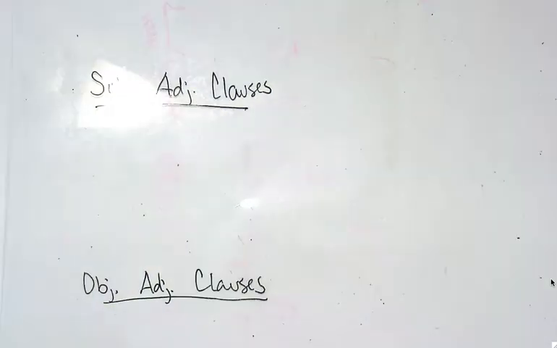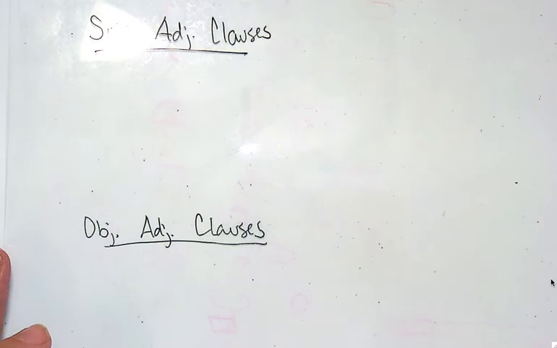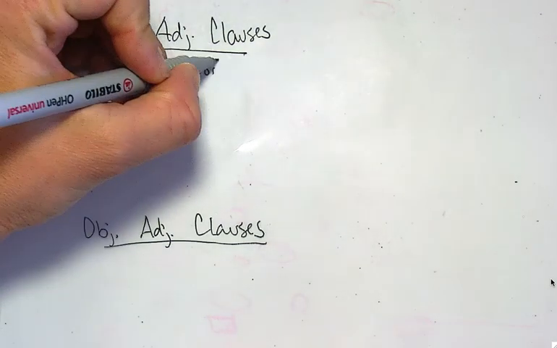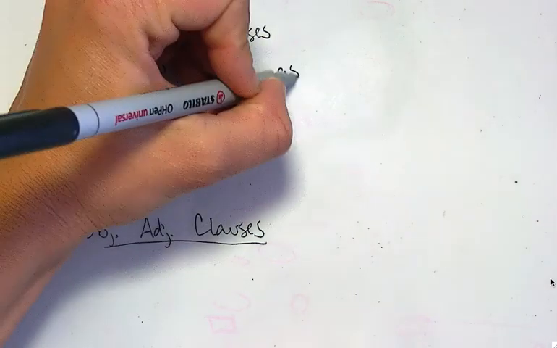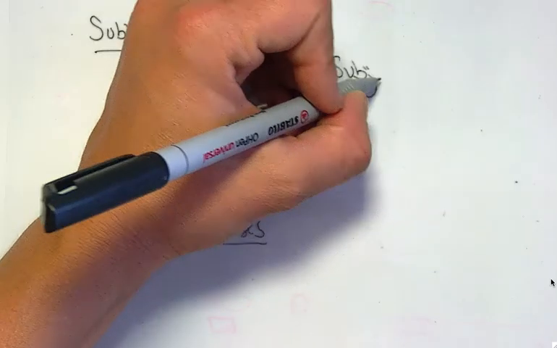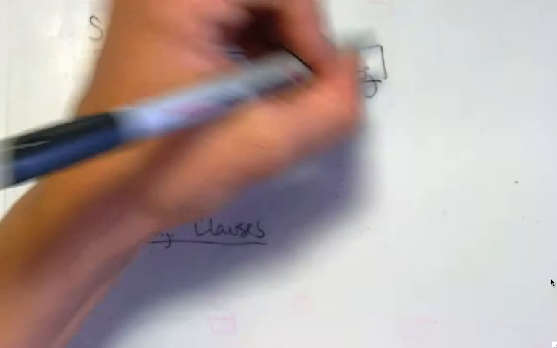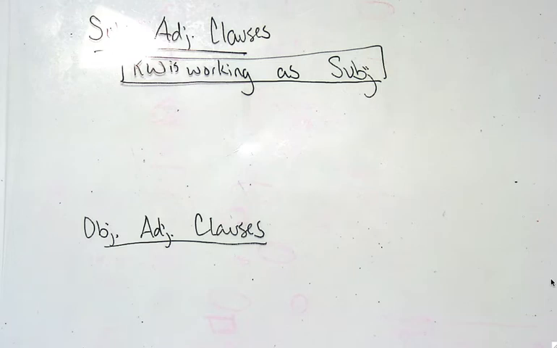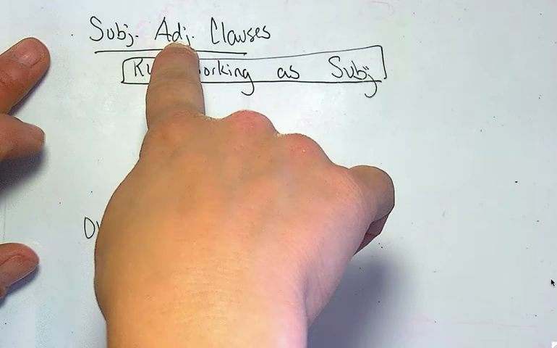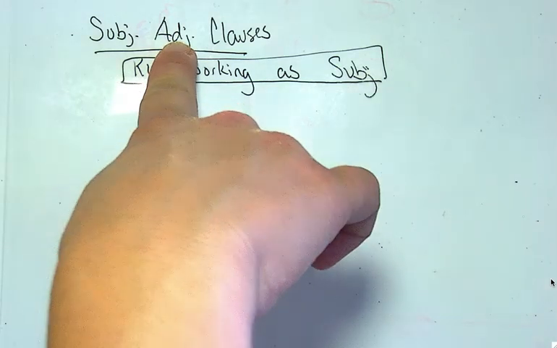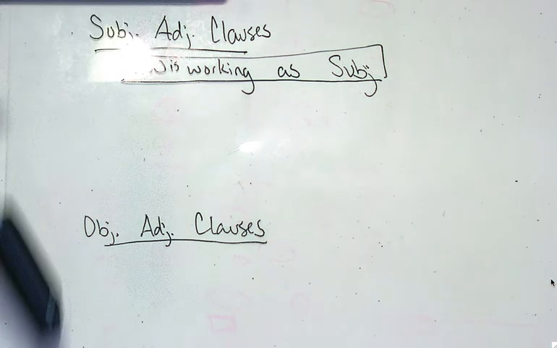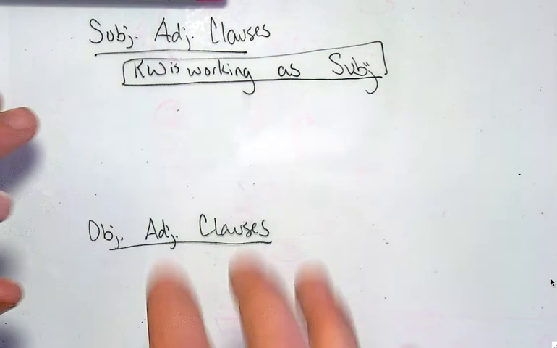Subject adjective clauses are the ones where our keyword is working as the subject. That's why it's called a subject adjective clause. All of these words describe a noun. All of them work like adjectives. And in our subject adjective clauses, specifically, our keyword is working as the subject.